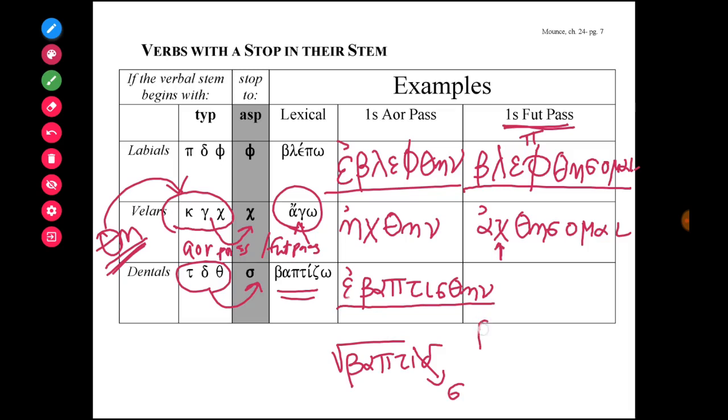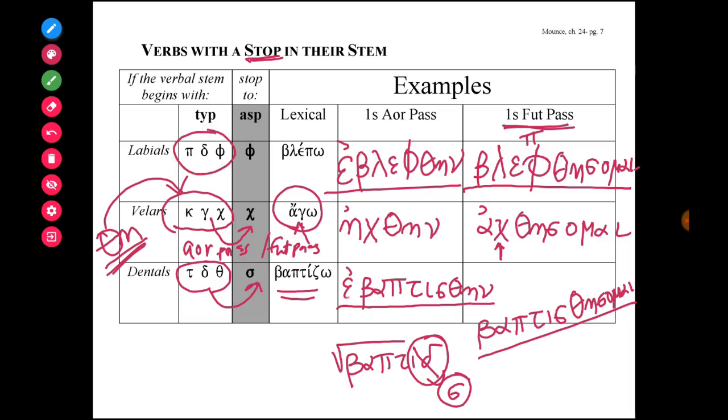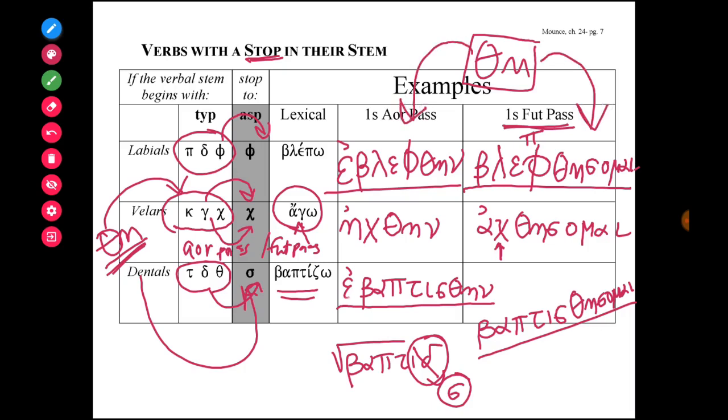If I want to say I will be baptized, no augment. Aspirate the dental, or in this case, turn it into a sigma, because that's what dentals do. Then add the tense formatives, add the connecting vowel and suffix, and baptisthēsomai is I will be baptized. So with verbs with stops, the labials aspirate into a phi, the velars aspirate into a chi, and the dentals use the sigma when you add the tense formative thē for either the aorist forms or the future forms.